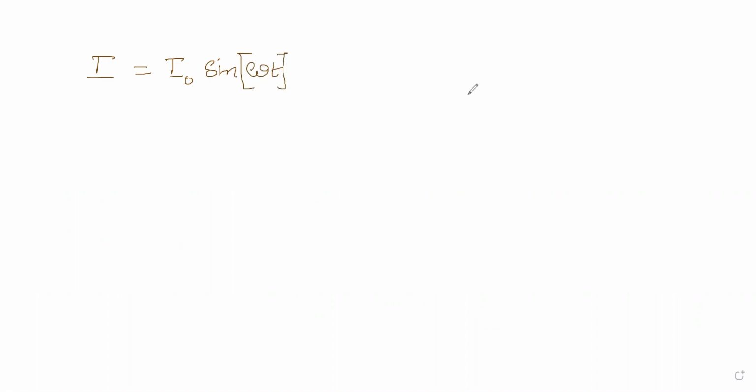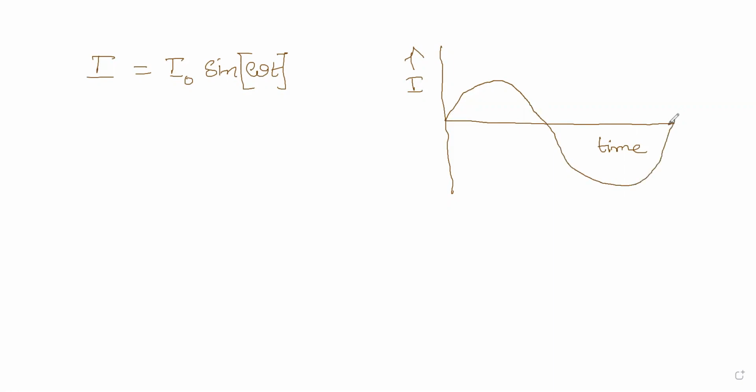So here, if I draw this curve, what is the curve we'll draw? It is the current versus time curve. So it will be like a sine wave. Hope you understood. Current versus time curve will be like a sine wave because we defined it like a sine wave. So it will be a sine wave.